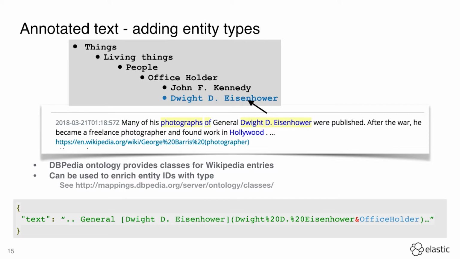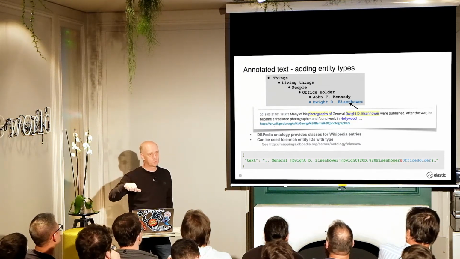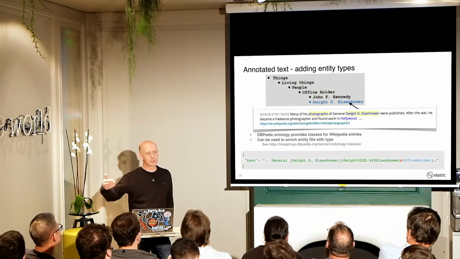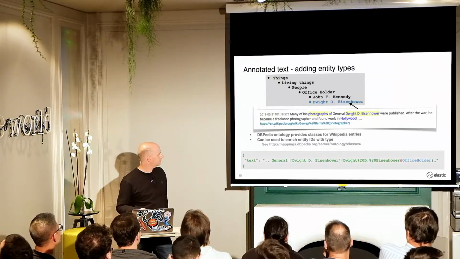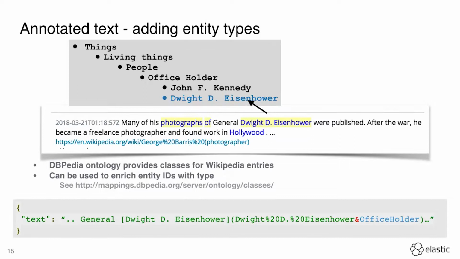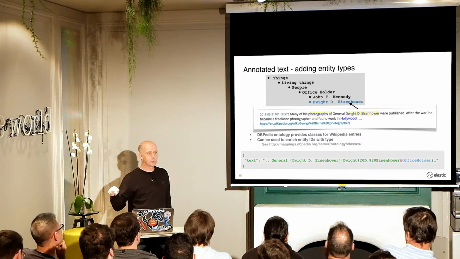So we know that Dwight D. Eisenhower is an office holder, and that is also a type of person, which is also a type of living thing, which is a type of thing. So I could pick whatever I want from that tree where I found Dwight D. Eisenhower and add that as extra metadata into the text or the annotations that go around my documents. So in the example below, you can see how I've treated the Wikipedia text. We might have a piece of text that says General Eisenhower, but the annotations I've chosen to put into the index include the Wikipedia ID, Dwight D. Eisenhower, and the DBpedia type. So I know he's an office holder.